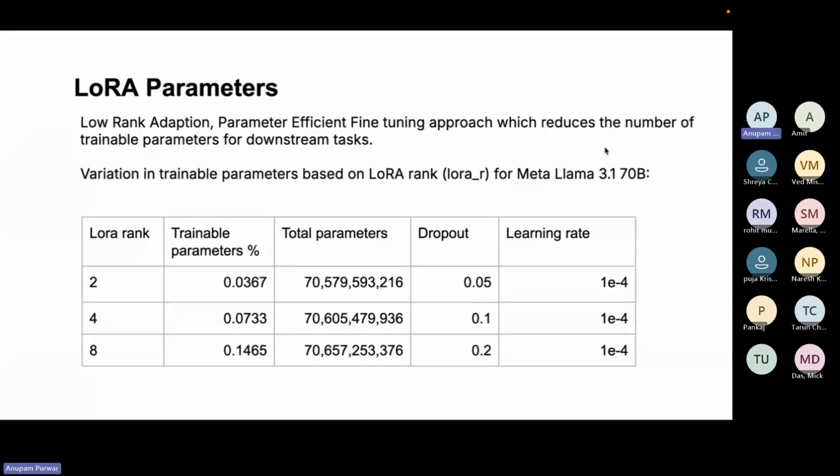Here what we have shown is that as we change the LoRa rank, the percentage of trainable parameters changes. But if you look at the absolute values of these percentages, they are pretty low, right? Close to 0%.